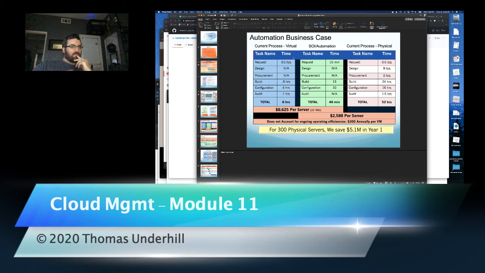I actually had metrics on this. Okay? I knew how long it took one of my competitor teams to do the process. Okay? It took them 52 hours to build one server. Okay. So I knew that that was 52 hours, and here's a breakdown of the areas. I also knew that for that same team to build a virtual server took them 6 hours.